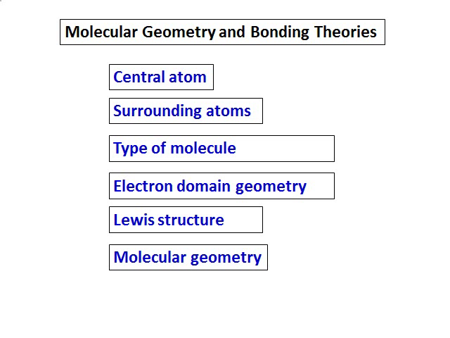Okay, this video is going to focus on molecular geometry and bonding theories. So you are going to first learn about the basics. You will learn about a central atom, a surrounding atom, and what we mean by a type of molecule, and then we will introduce you to electron domain geometry, and then Lewis structure and molecular geometry based on Lewis structure. So let's go ahead and learn all these one by one.